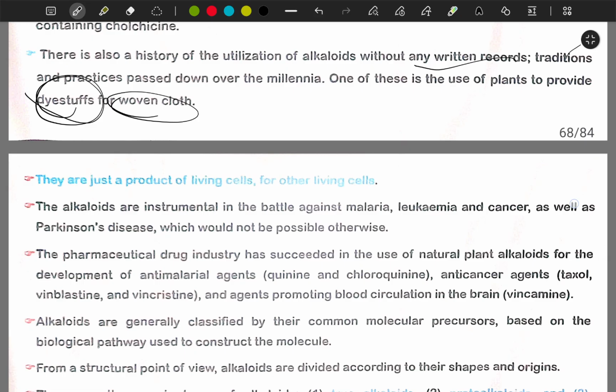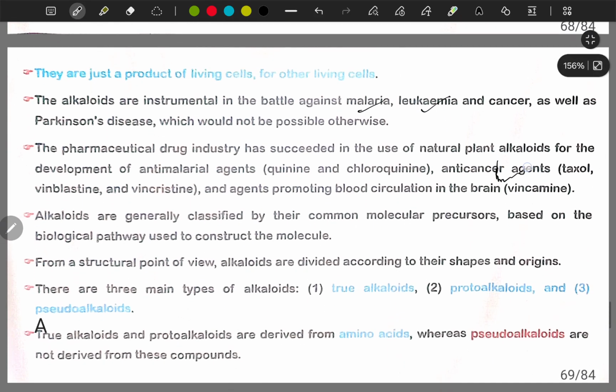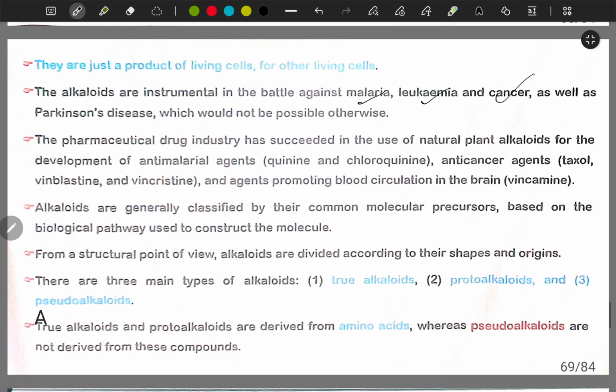Wow, what a thing. These alkaloids are instrumental in the battle against malaria, leukemia, and cancer, as well as Parkinson's disease, which would not be possible otherwise. The pharmaceutical drug industry has succeeded in using natural plant alkaloids for the development of antimalarial agents such as chloroquine, anti-cancer agents such as Taxol, vinblastine, vincristine, and agents promoting blood circulation in the brain.